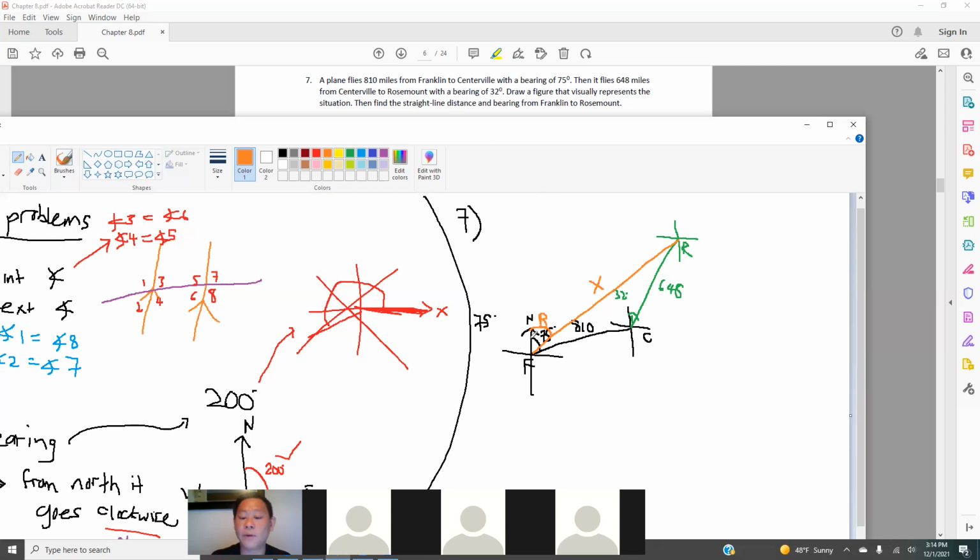Put a B here. So don't forget, bearing is always measured from north and goes that way. So this is a question you will get in your test, in your finals. Okay. So this is how you draw a picture. So this is what your picture looks like. Anyone have any questions with the picture?